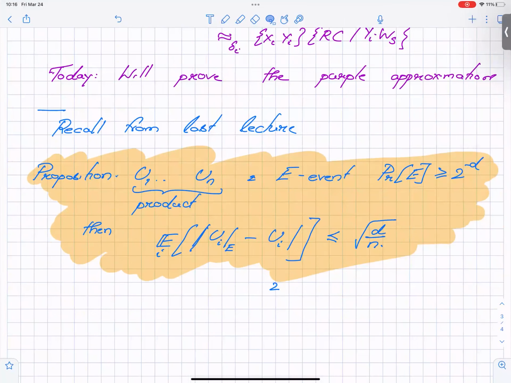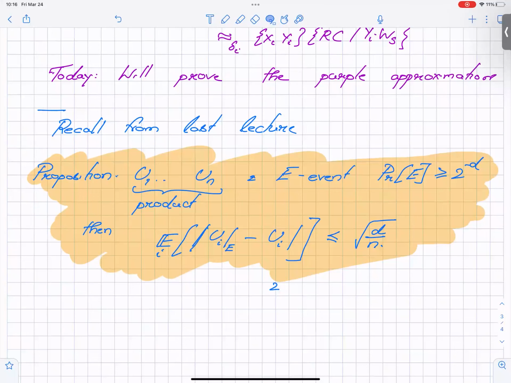It was this fact that if you had n random variables U1 to UN, which were a product distribution, and E was an event which was not too small, then if you look at the expected L1 distance between UI conditioned on E and just UI, where I is a random coordinate, this is a very small number, provided the probability of E is not exponentially small in n.